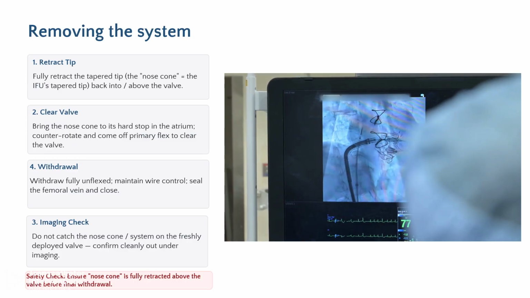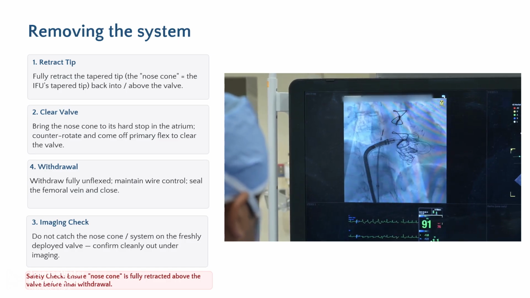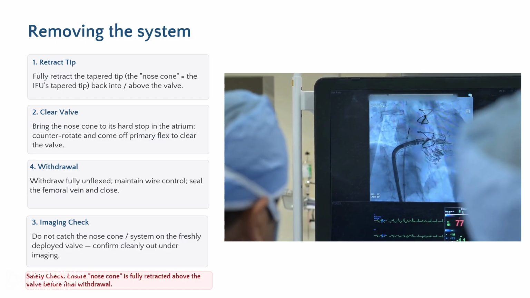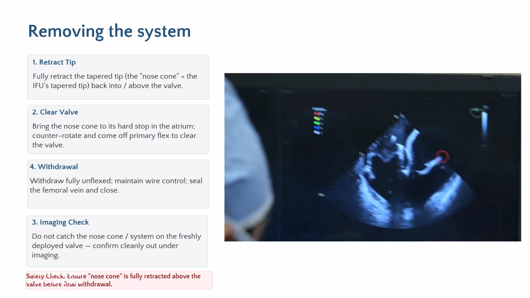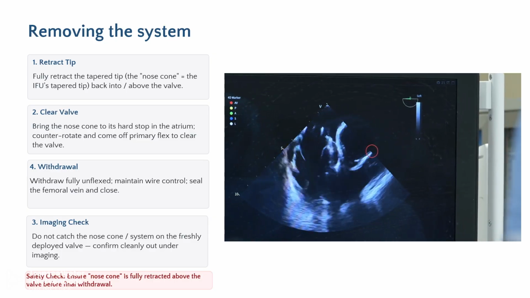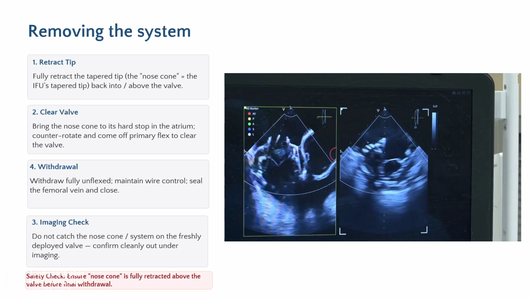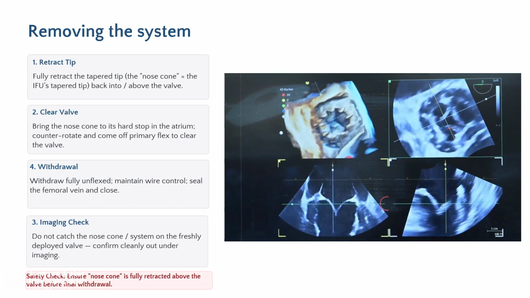And as I said, for me, the most anxiety-provoking part of the case is getting the system out. So just retracting the tip, making sure that it's clear from the valve. It is possible to knock the valve off and embolize the valve. We fortunately have not had that experience, but I'm sure when we do enough cases, we will. We get the device out. And then if you just let this play through, you'll see the final images where we had a very good result. There was no leak.